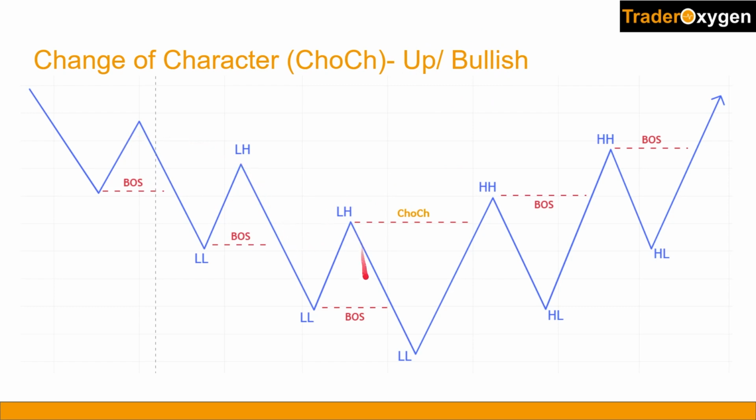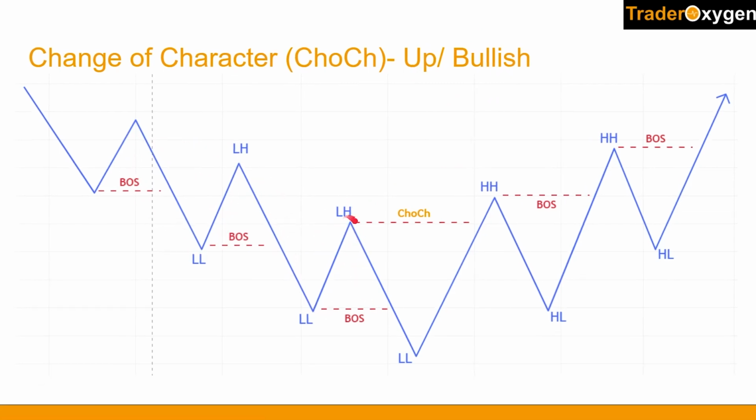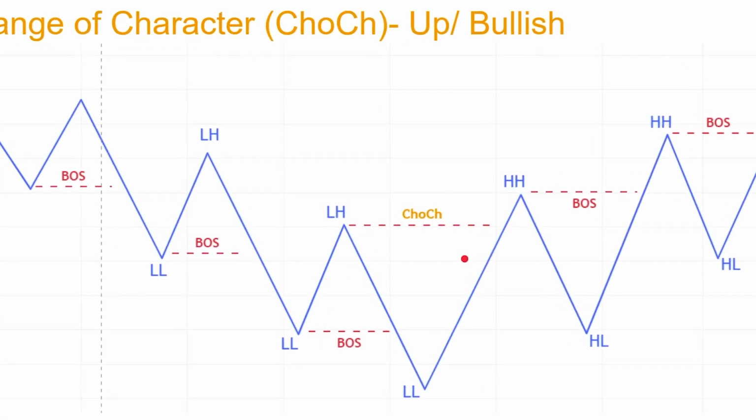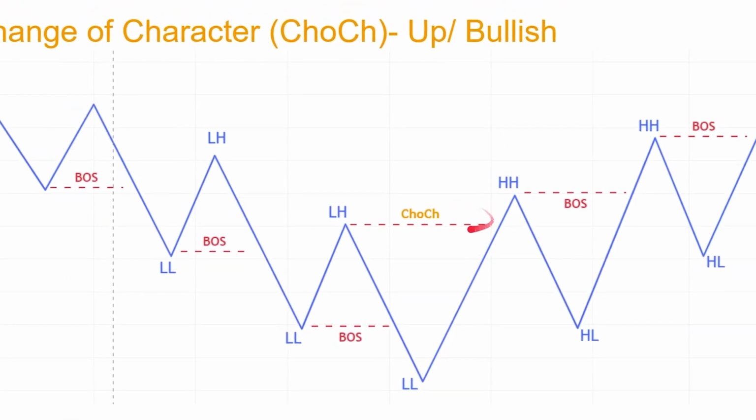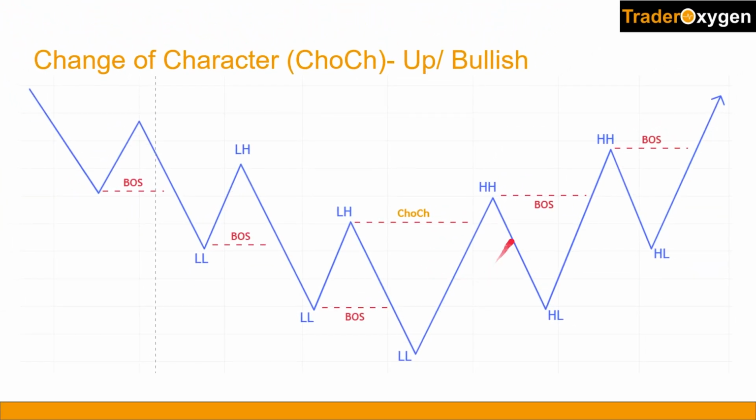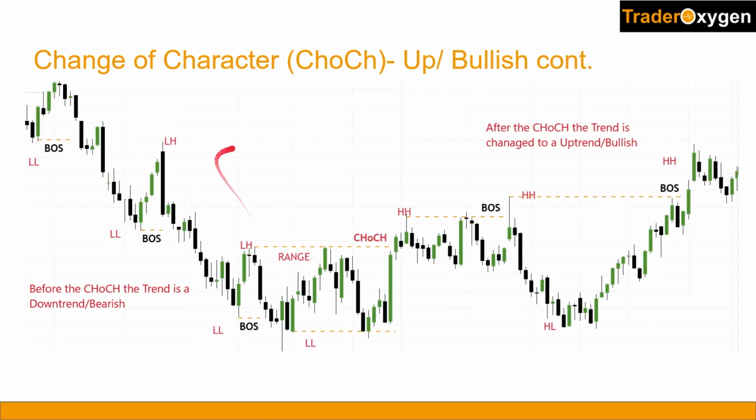So this is how you would see a change of character during a downtrend which changes to uptrend. You can see the price is in a downtrend and this significant swing point is broken up. So that makes it a change of character, and then after that it has changed the price to be bullish. So this is a candlestick chart example for a change of character during a downtrend which makes it an uptrend.